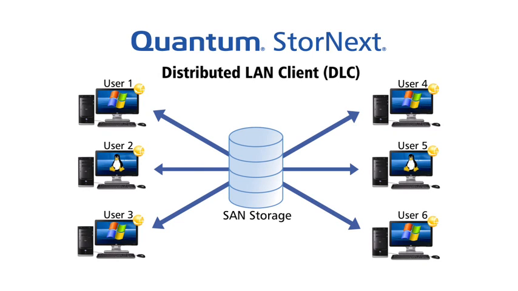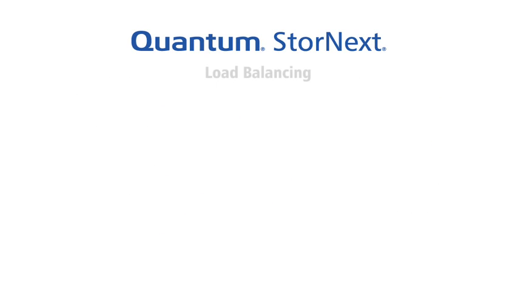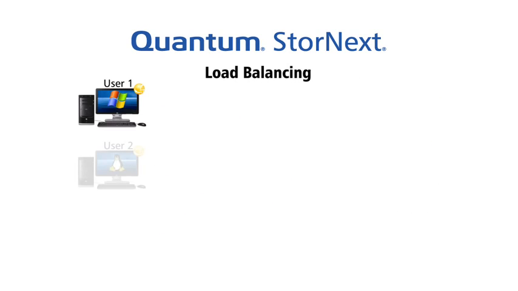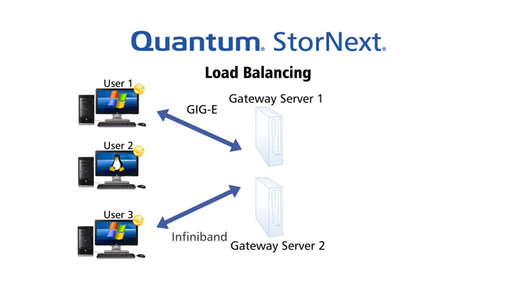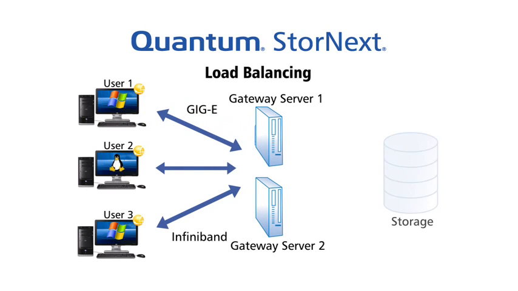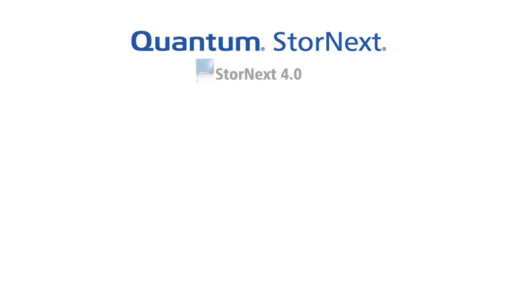DLCs are often used in high-performance computing and rendering environments, where multi-node processing of shared data is a must. DLC utilizes StorNext's high-performance protocol across GigE and InfiniBand for the highest performance and most resilient solution in the market. Load balancing increases performance, and high resiliency ensures your applications have a path to data wherever there's a visible network connection to a gateway server.